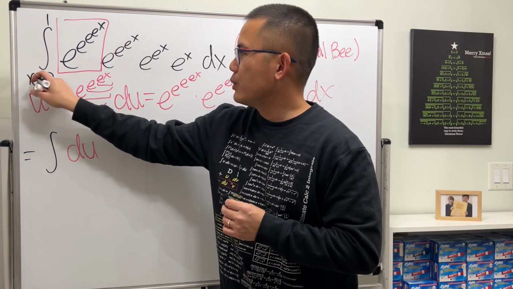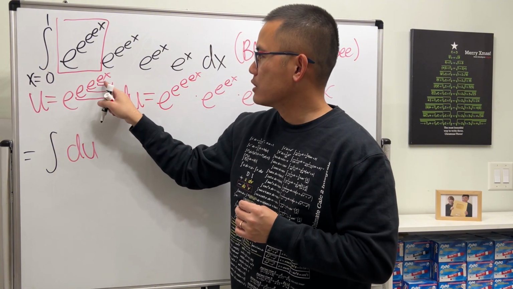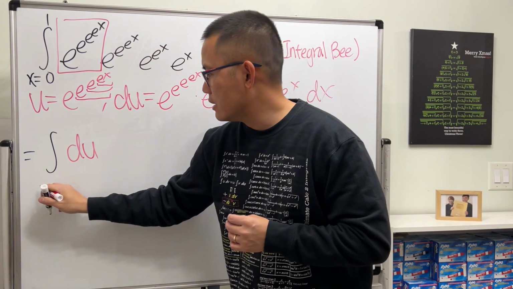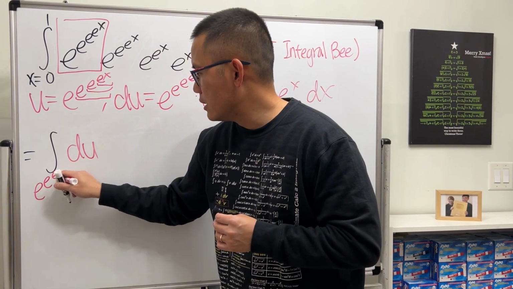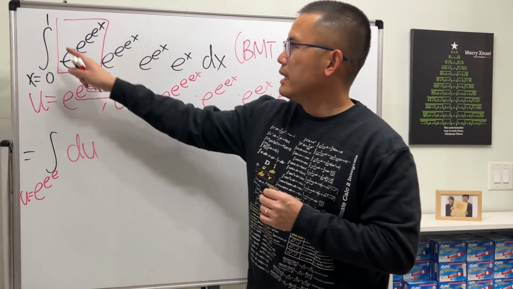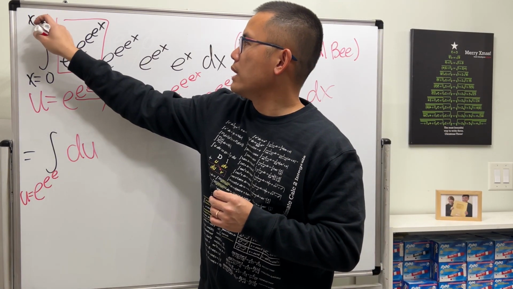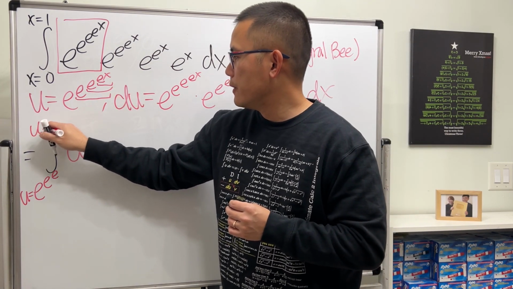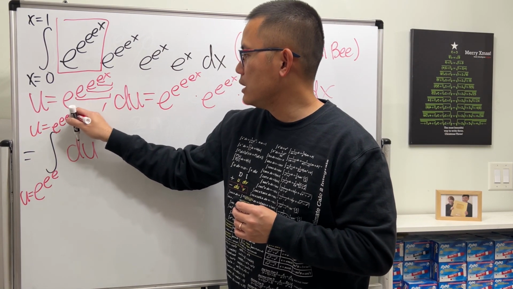And then here's the deal though. When x is equal to 0, we have to put that here. So we have e to the 0, and that will be 1. So we have 3 e's, like e to the e to the e. So u is going to start with e to the e to the e. And then when x is equal to 1, put it here, you have 4 e's. So e to the e to the e to the e.